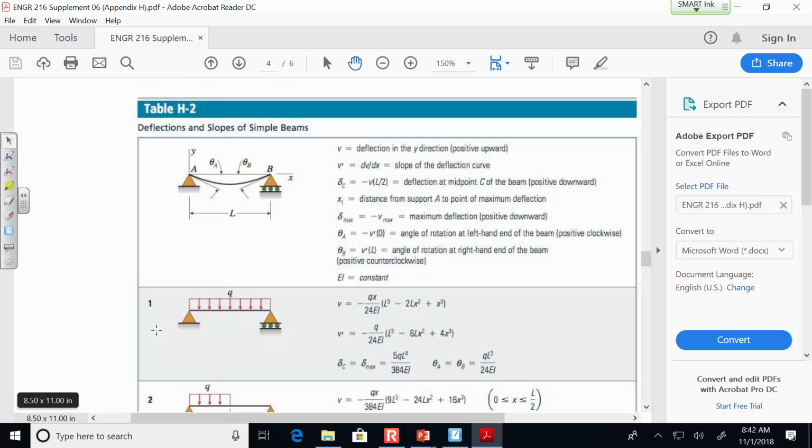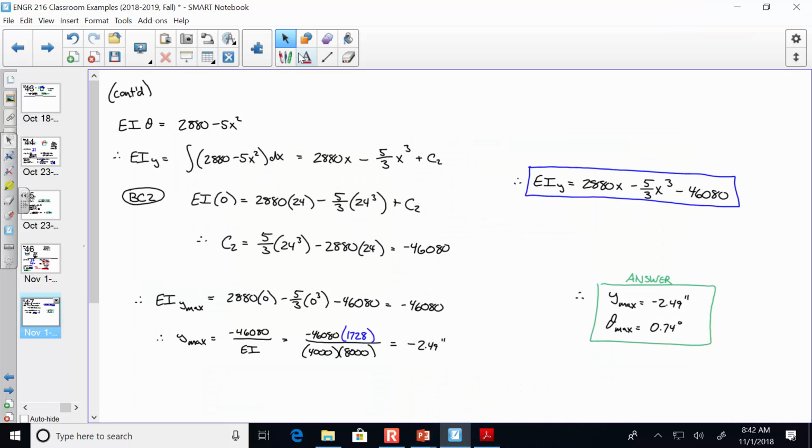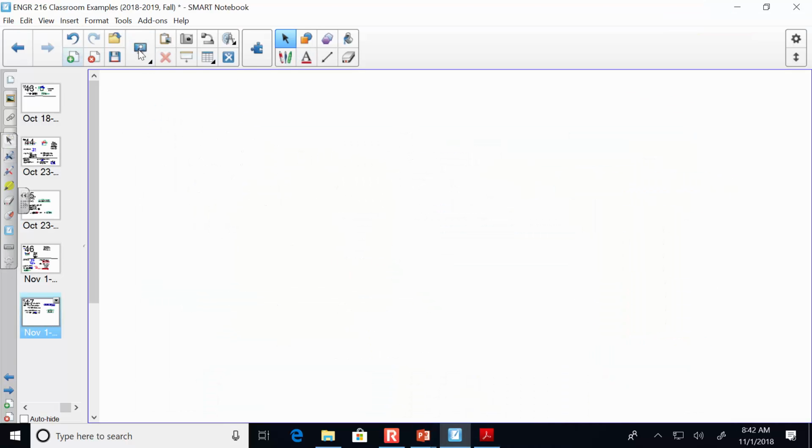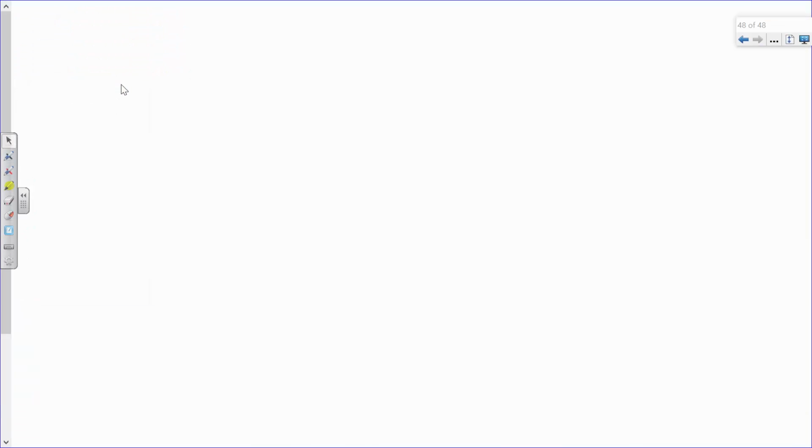So for this problem, we're looking at, what is this, example 27? Okay, example 27. So we'll say the distributed load.